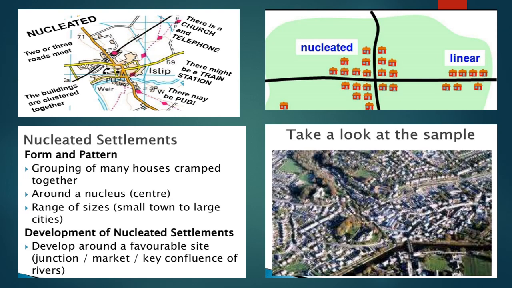And how is the nucleated settlement shown on the topo sheet? One picture shows an aerial view of nucleated or clustered settlements. So what is a nucleated settlement? A grouping of many houses crammed together around the nucleus, that is the center, with a range of sizes from small town to large cities. And how does it develop? Around a favorable site, which can be a junction, a market, or the confluence of a river.